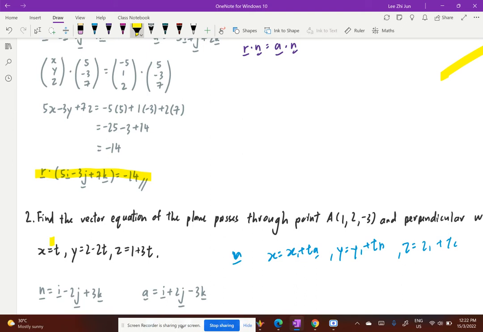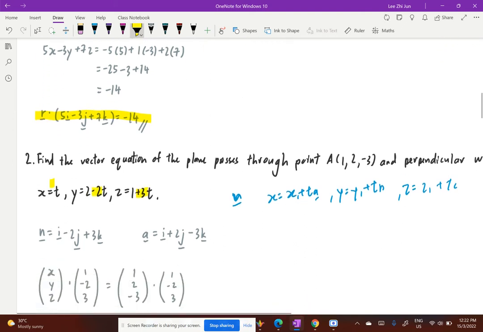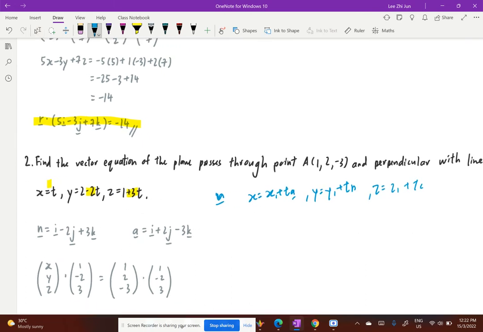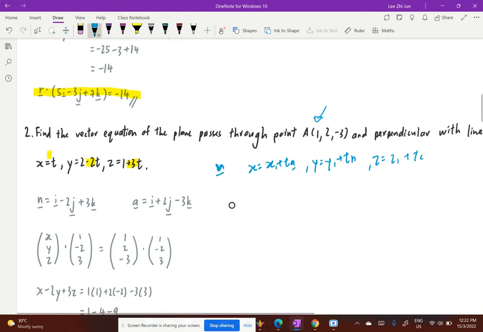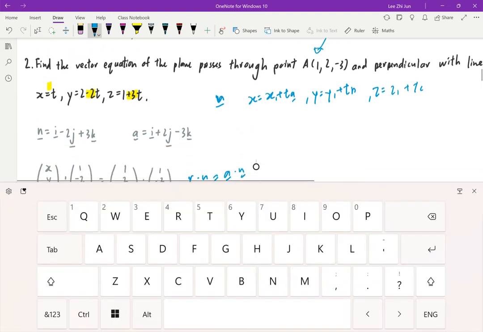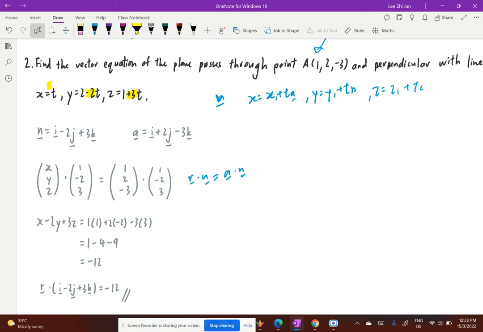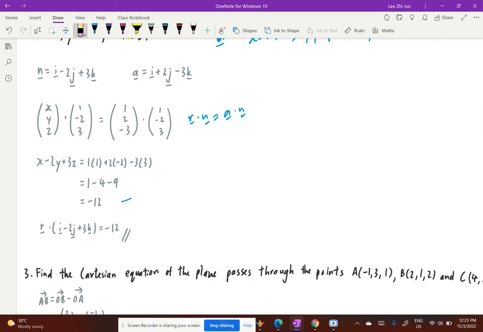The a is 1, b is negative 2, and c is 3. So I write this n, the normal vector, as i minus 2j plus 3k. And the a is from this a, i plus 2j minus 3k. So you see, I use r dot n equals a dot n. Okay. So x minus 2y plus 3z equals 1 minus 4 minus 9 equals negative 12. So I write this answer.